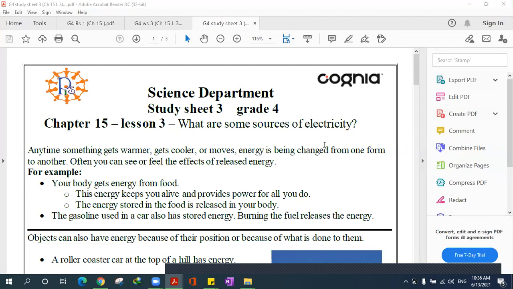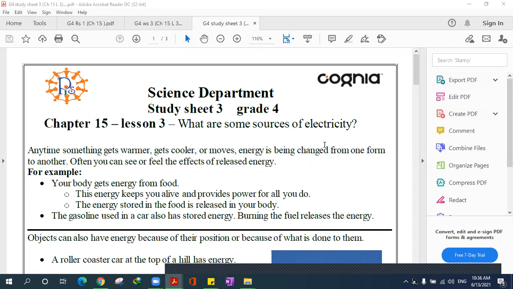Okay, guys, as we are continuing to revise the previous lessons, today we'll continue with chapter 15, lesson 5. What are some sources of electricity? Before we move on, we already know that electricity is a type of energy. We can get energy from different resources, from different parts. Like we can get electricity from maybe moving water. We can change this moving energy into electricity.